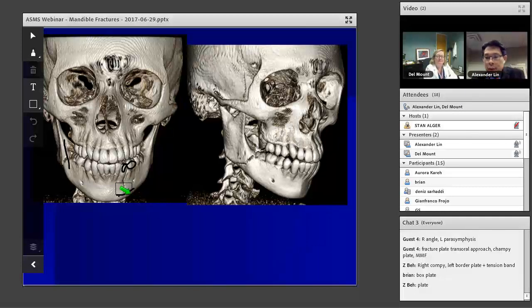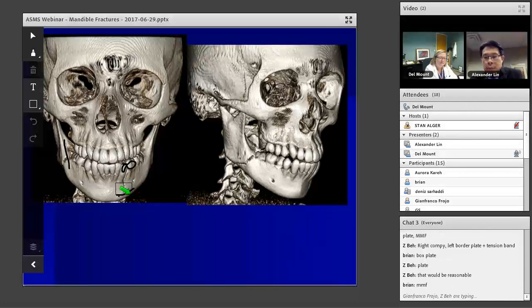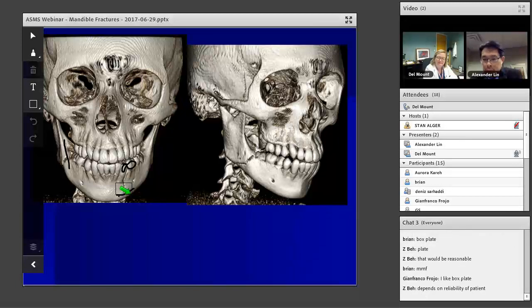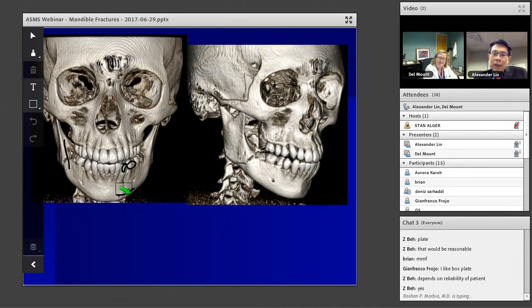Let him swing with a Champy? Z, would you let them, say that you put a box plate and a Champy, would you let them swing or you'd MMF them? Yep, depends on the reliability of the patient. Let's say it's a reliable patient. You'd let him swing? Yeah, I think you can let a Champy plate swing, even though if you take a Panorex after a Champy plate, you'll see that the inferior border is a little bit separated, but you're relying on that load sharing along good bone-bone contact. So yes, I agree, but if they're unreliable or a child, I'd probably MMF them a little bit.